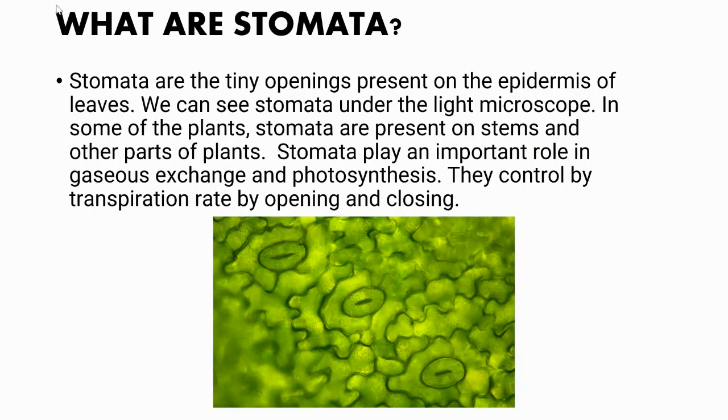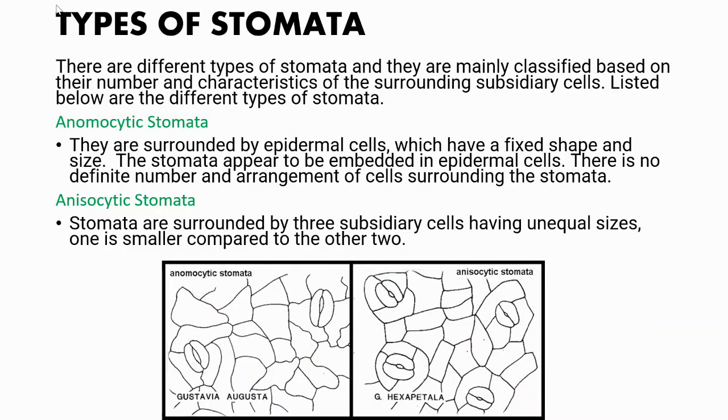What are stomata? Stomata are the tiny openings present on the epidermis of leaves. We can see stomata under the light microscope. In some of the plants, stomata are present on stems and other parts of the plant. Stomata play an important role in gaseous exchange and photosynthesis. They control the transpiration rate by opening and closing.